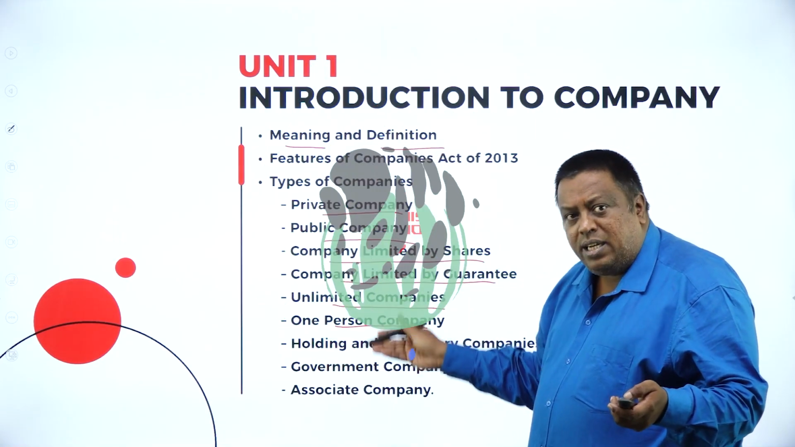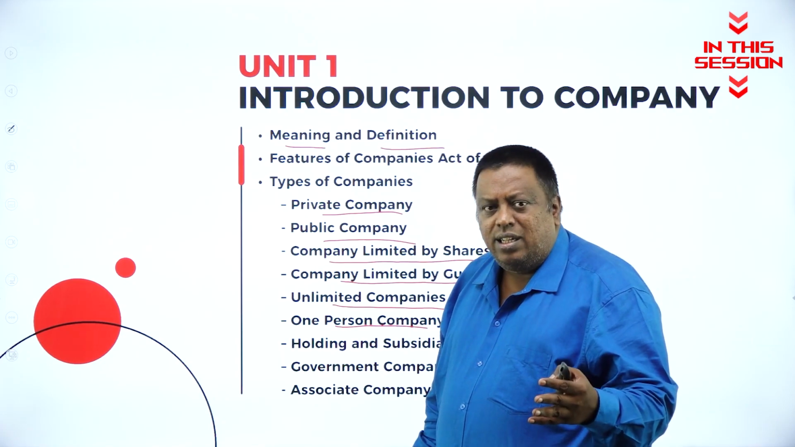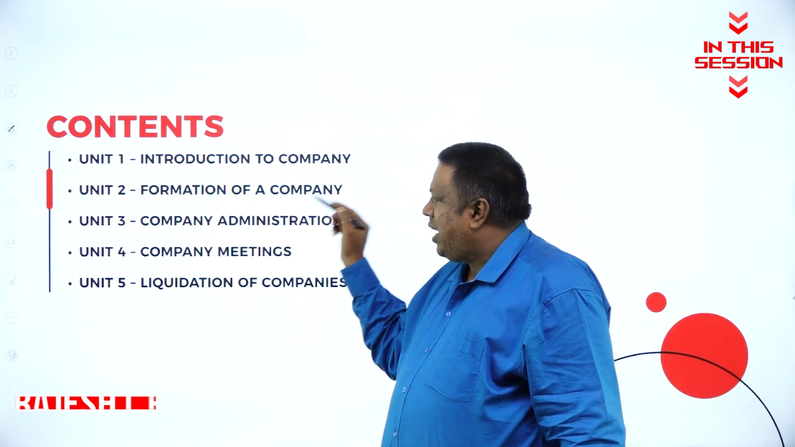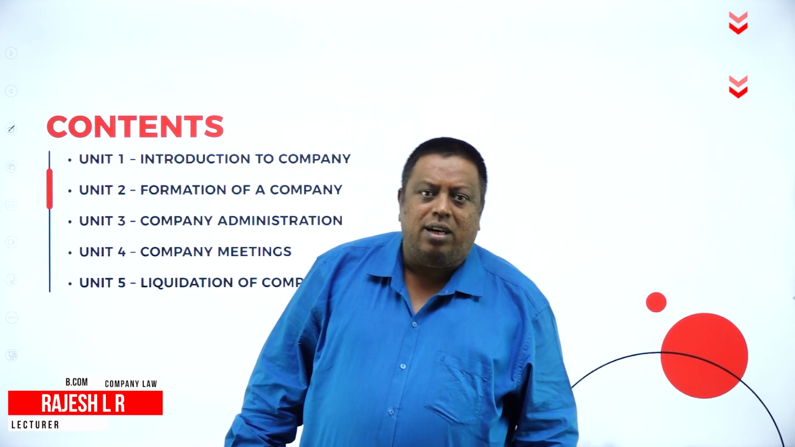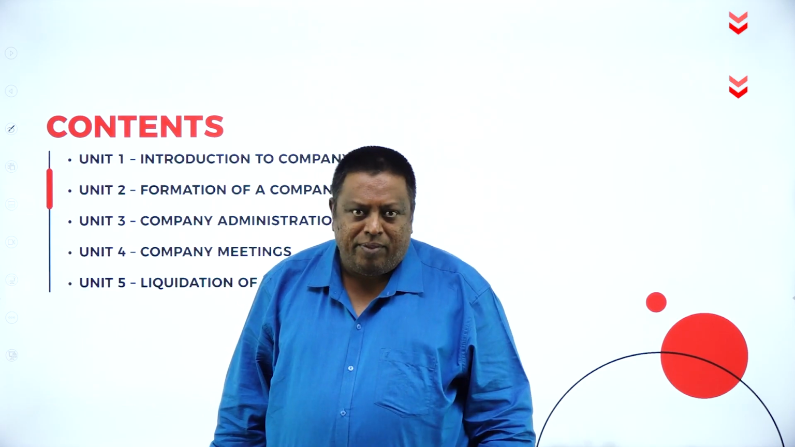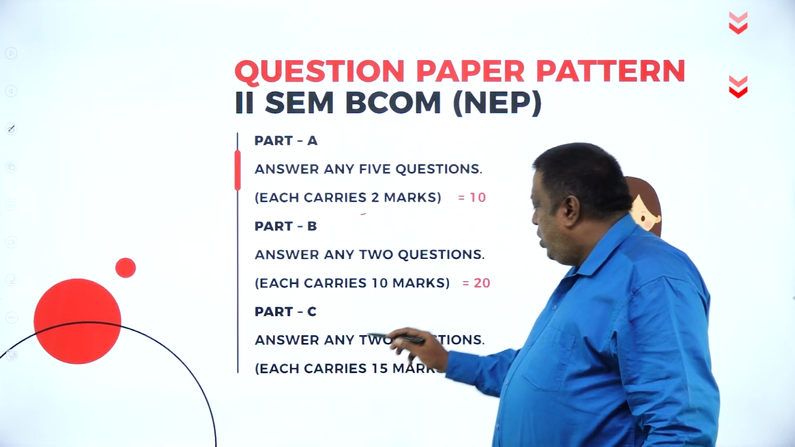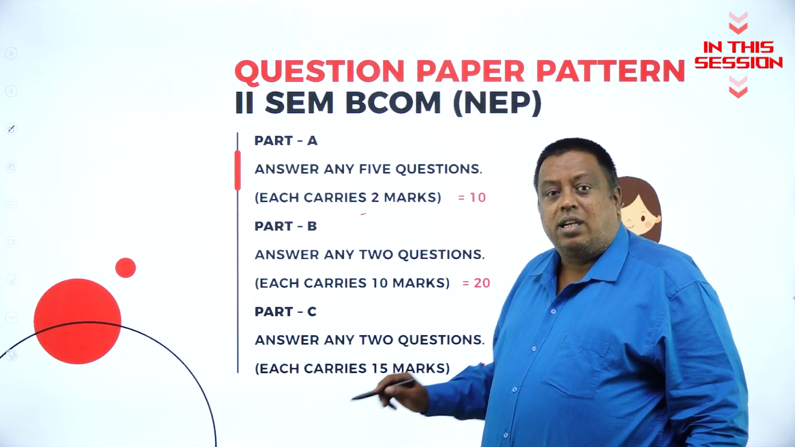Each and every company's meaning and its functions we're going to learn in the simplest way. Formation of a company: in this unit, every student is going to learn how to form the company. Part C, answering any two questions, where each question is going to carry 15 marks, 30 marks here.